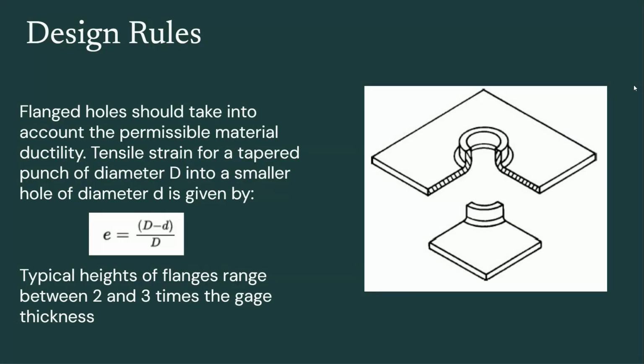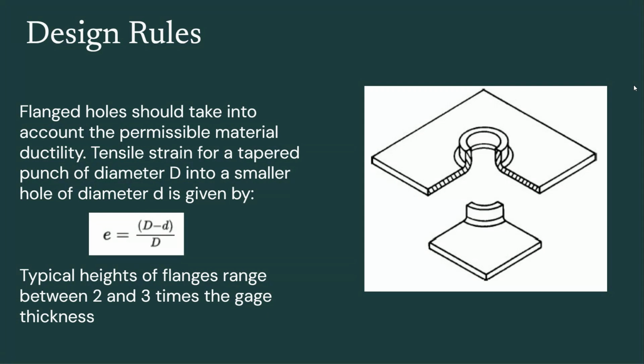Often you'll see these flange holes to allow for sheet metal screws to make threads or bosses for things to align. You need to be aware of material ductility in these cases. If you have a punch diameter large D and you're using it to make a flange out of a smaller hole with diameter lowercase d, then the tensile strain follows this equation here. Tensile strain equals the difference in the diameters divided by the large diameter.